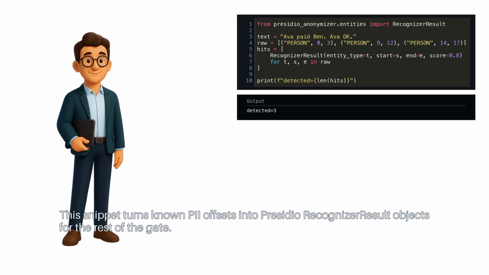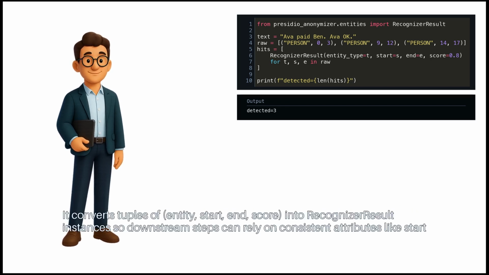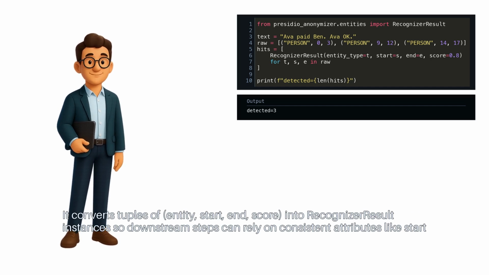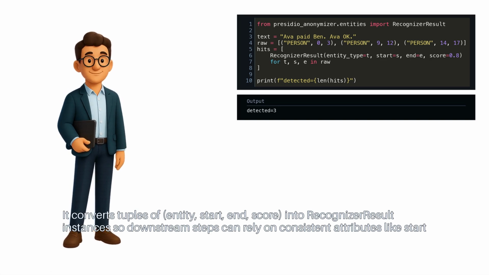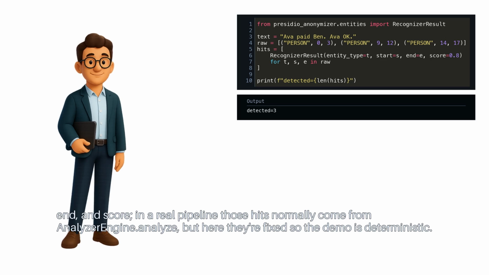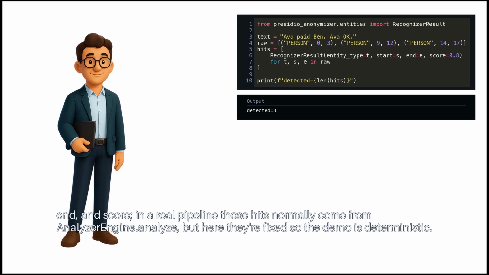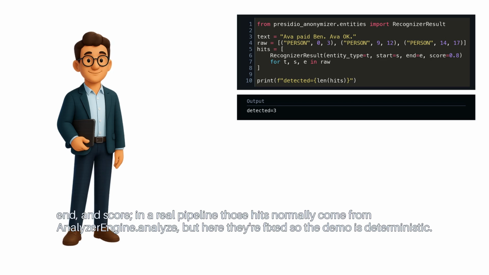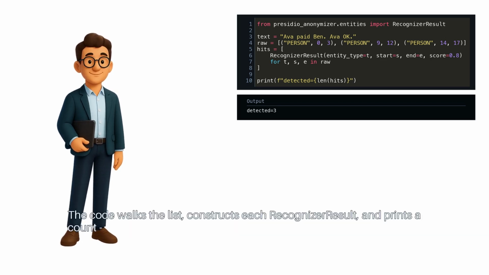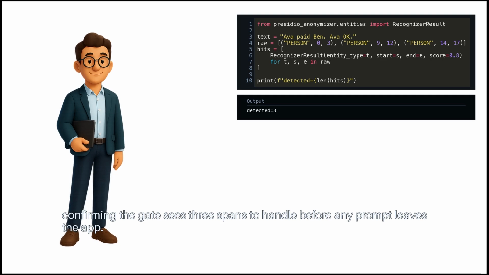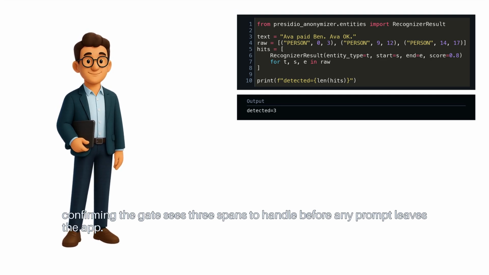This snippet turns known PII offsets into Presidio recognizer result objects for the rest of the gate. It converts tuples of entity, start, and score into recognizer result instances, so downstream steps can rely on consistent attributes like start, end, and score. In a real pipeline, those hits normally come from AnalyzerEngine.analyze, but here they're fixed, so the demo is deterministic. The code walks the list, constructs each recognizer result, and prints a count, confirming the gate sees 3 spans to handle before any prompt leaves the app.